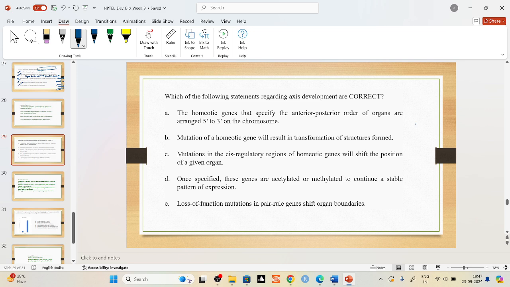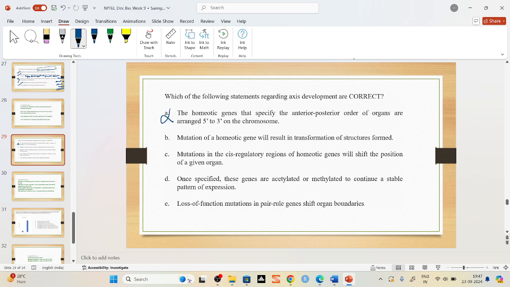See, the homeotic genes that specify the anterior posterior order of the organs are arranged 5 prime to 3 prime on the chromosomes. The homeotic genes are arranged in a linear order, and this linear order corresponds to their expression along the anterior posterior axis, but that is the case in Drosophila. But since here it is not mentioned about Drosophila, therefore in that accordance we will say it's wrong. Otherwise for Drosophila it is right.